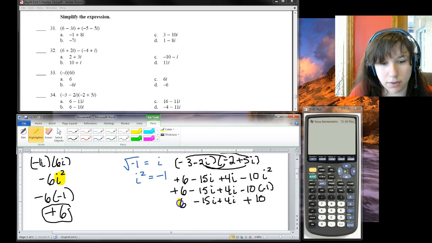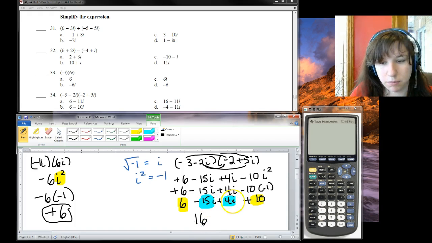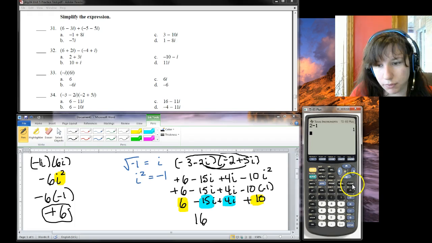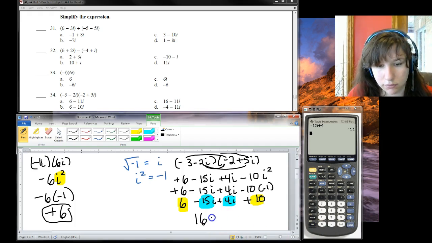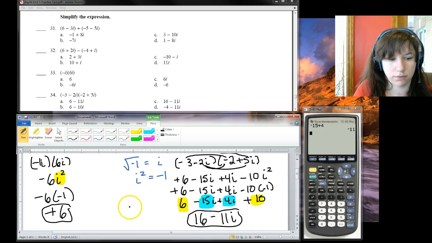And then just like the other problems, I've got some like terms here and here, here and here. So 10 and 6 is 16. And -15 plus 4. And again, you can always use your calculator for these. Sometimes those negatives can be a little tricky. So it's a -11i would be your final answer for that one as well.